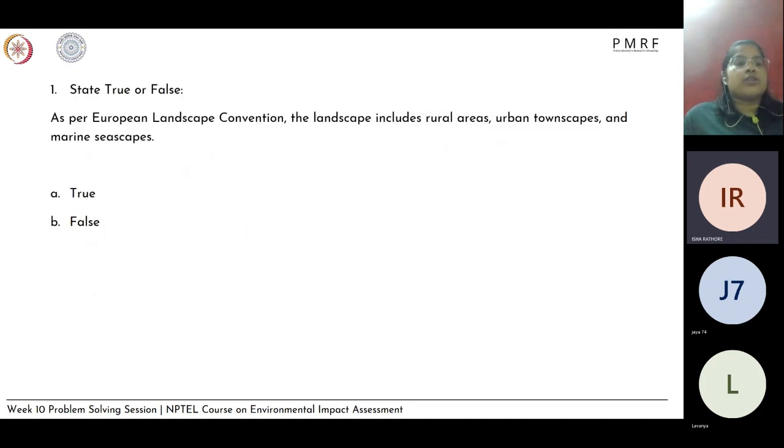So, question one is state true or false. As per the European Landscape Convention, the landscape includes rural areas, urban townscapes, and marine seascapes. So, is the statement true or false?